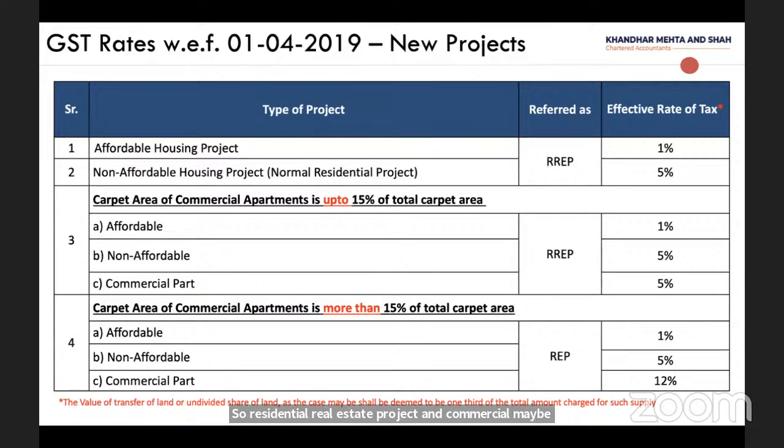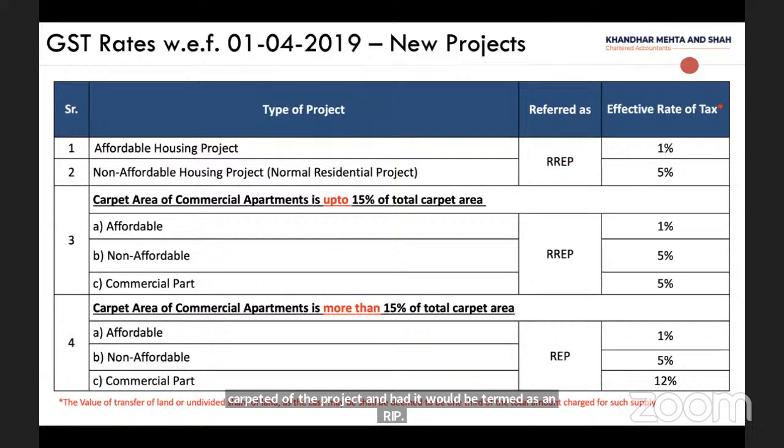We have the type of apartments, a high-rise apartment wherein the ground floor or first floor will be offices and certain shops and all. So that type of project will obviously consist of commercial apartments, commercial units, but that would be less than 15% of the total carpet area of the project, and it would be termed as an RREP. So the commercial part will be taxed at 5%.